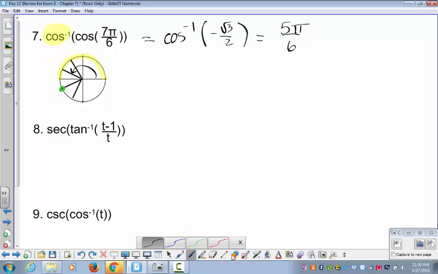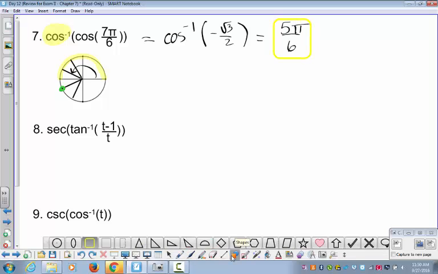Okay, so in this case, it does not cancel because the outer function is an angle, and the inner angle is not in its range. The range of inverse cosine is on top.